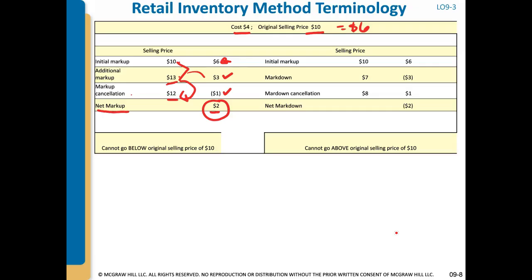And also when you have markups, the final price is $12, whatever it is. It cannot go below the original selling price of 10 when you have the markup cancellations.